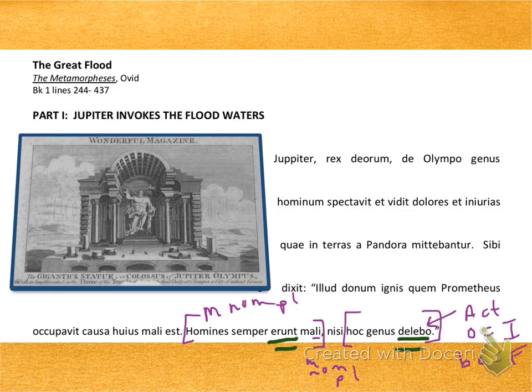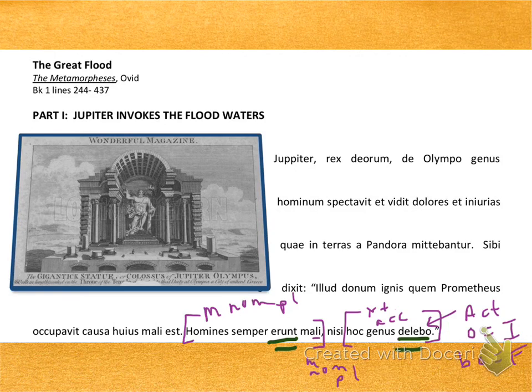I see that I have genus again. We talked about that earlier. Genus is a neuter noun, so even though this appears to be in the nominative case, it can also be in the accusative case, which is what I need in this sentence. I need a direct object. So I would begin by starting with delebo and then going to genus.